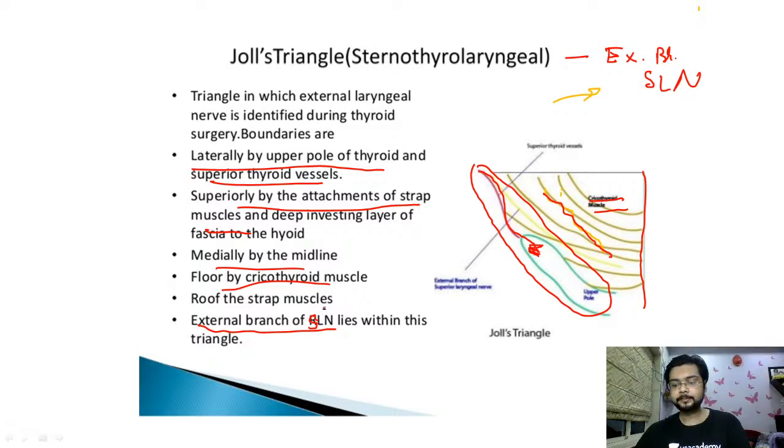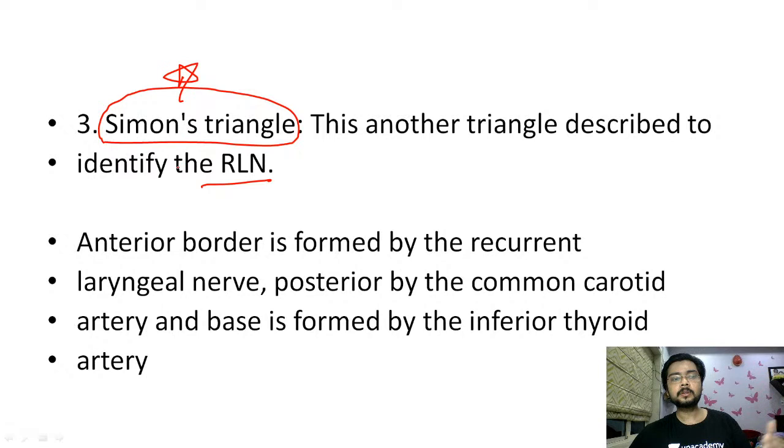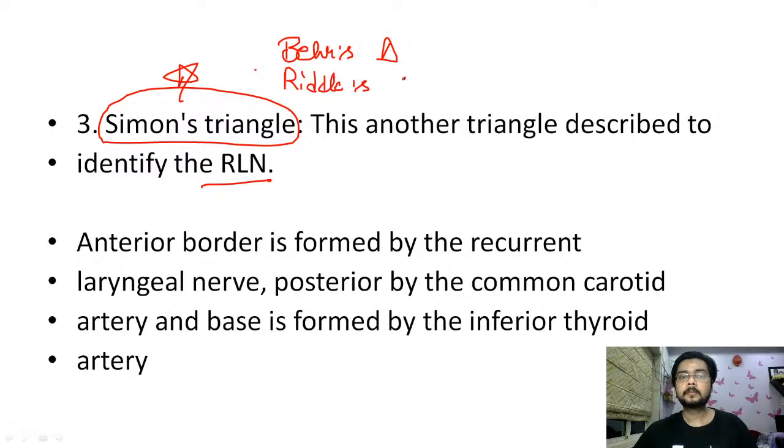Right. Now there is one more triangle for the recurrent laryngeal nerve, which is called Siemens triangle. So just know the name. You need not remember the boundaries. You will get confused. Just know the names: Beher's triangle, Riddle's triangle, Siemens triangle. These are all important triangles with regard to the recurrent laryngeal nerve.